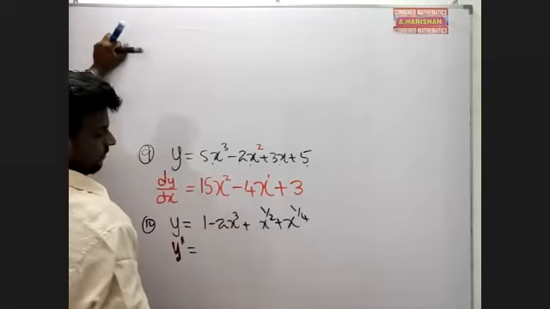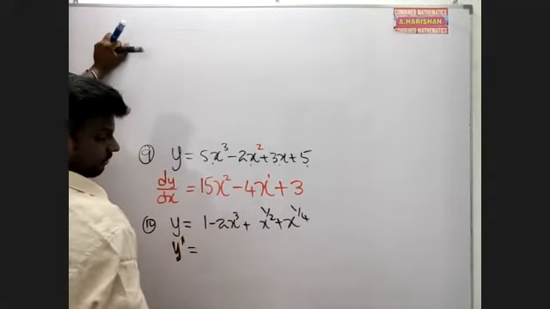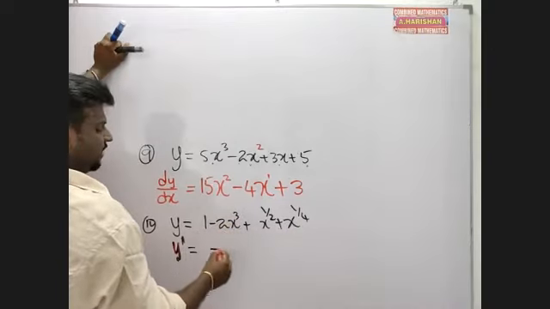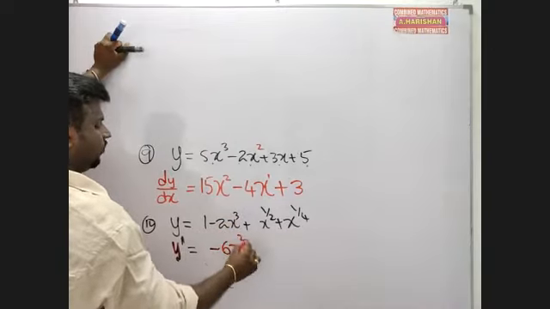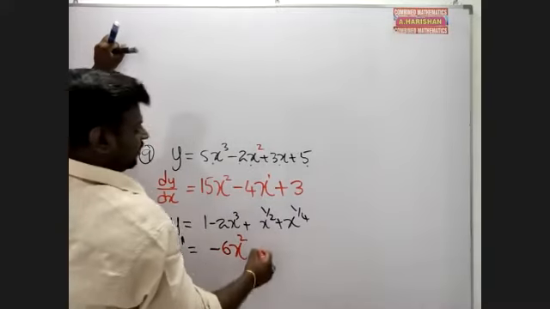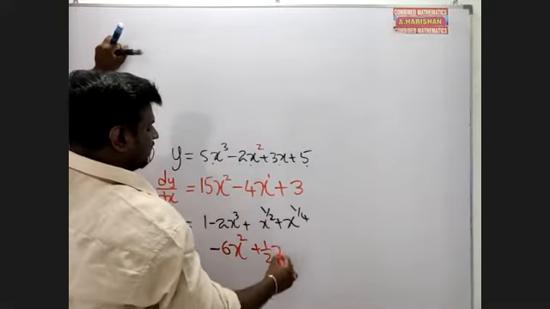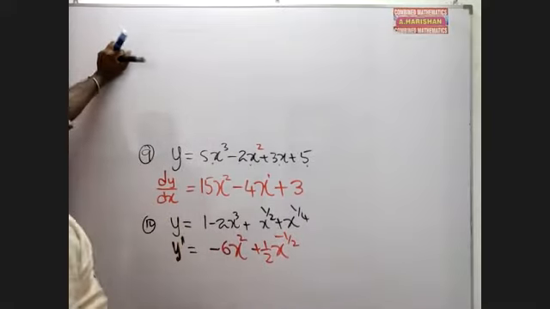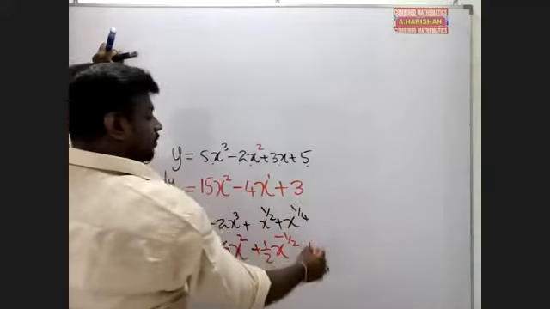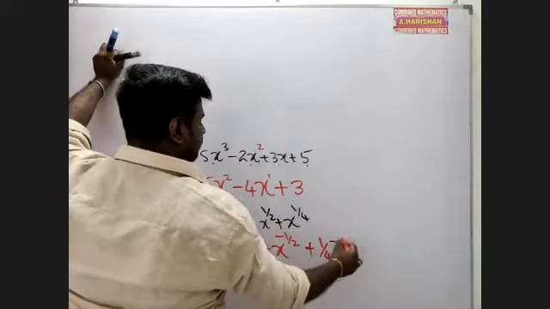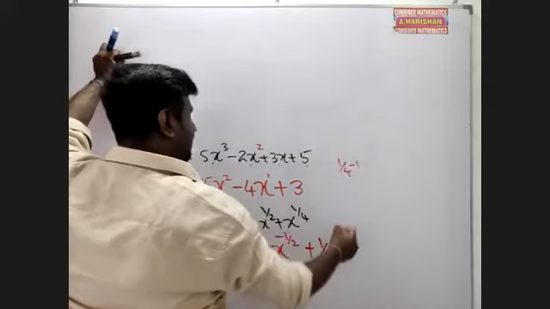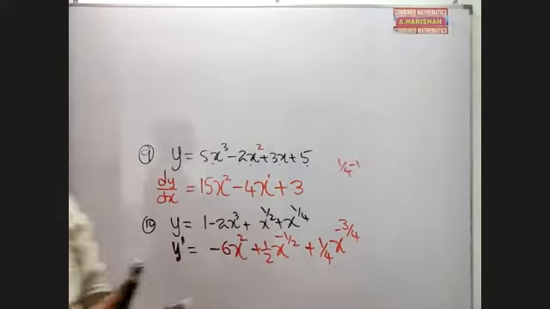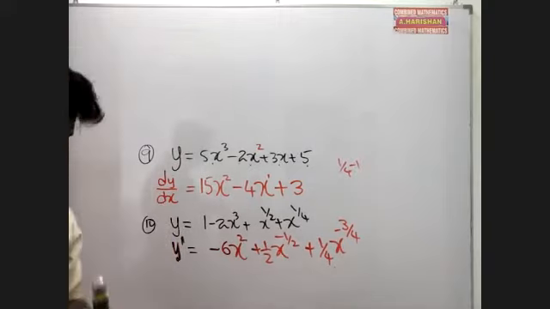Y prime. So if you differentiate 1, 0. Then if you differentiate this, minus 6x squared. If you differentiate x to the power half, plus half x to the power minus half, subtract 1. So if you differentiate x to the power 1/4, x to the power 1/4 minus 1, minus 3 by 4. That's it. Have you got it? Hopefully, this is the hardest one.